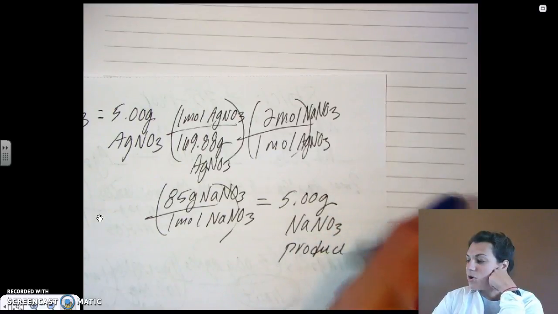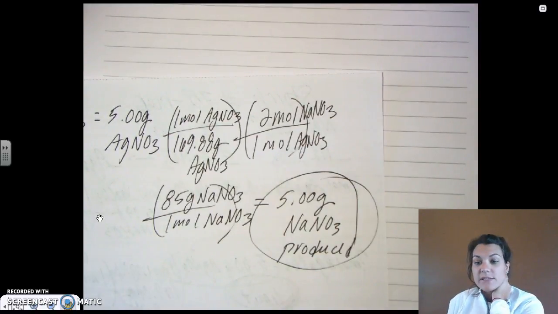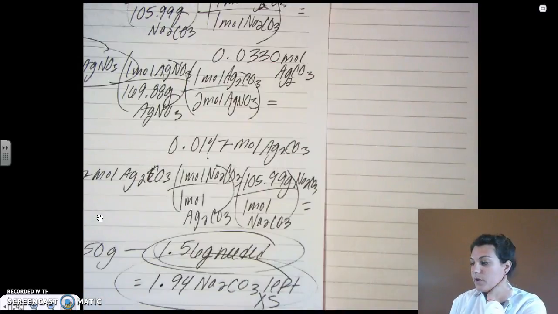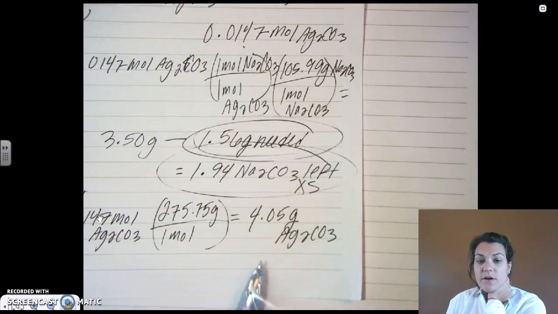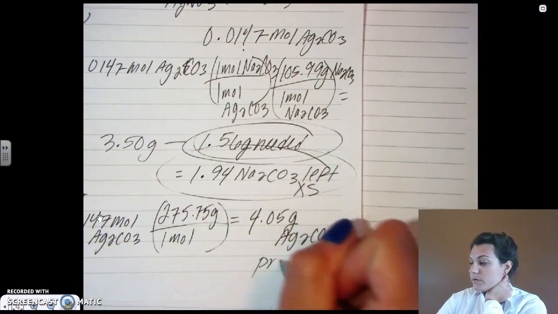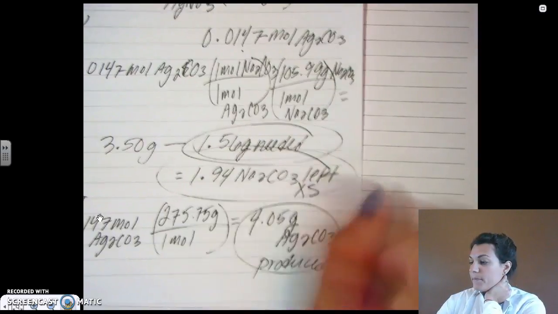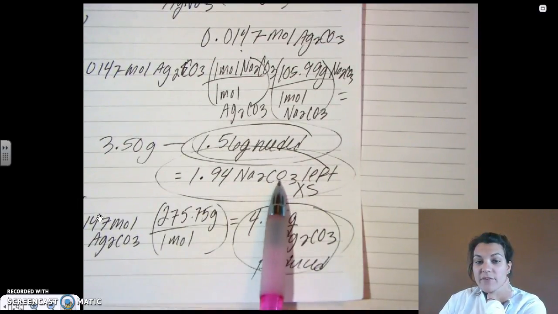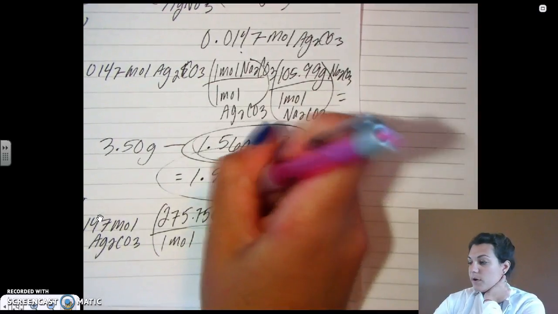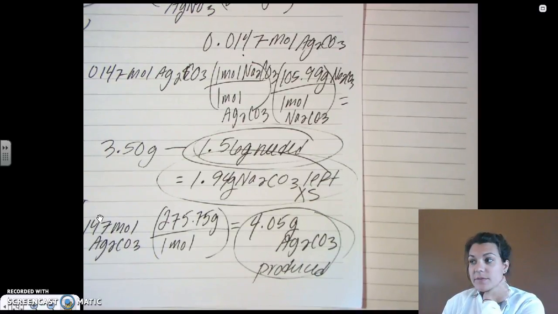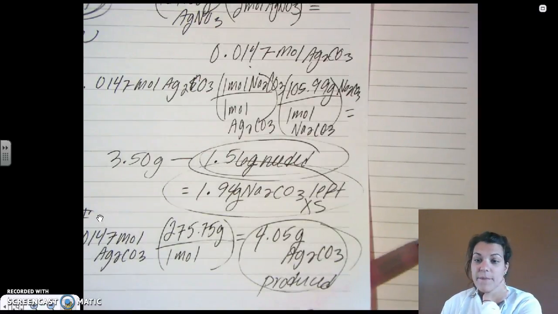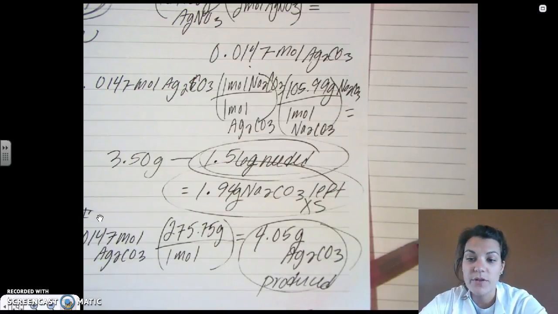Okay, so after this chemical reaction takes place, I'm going to have 5 grams of sodium nitrate made, 4.05 grams of silver carbonate produced, 1.94 grams of sodium carbonate left over since it was a reactant, and 0 grams of silver nitrate will be left over as well. Okay, so I hope this helped you with remembering limiting reactants, and make sure you let me know if you have any questions.